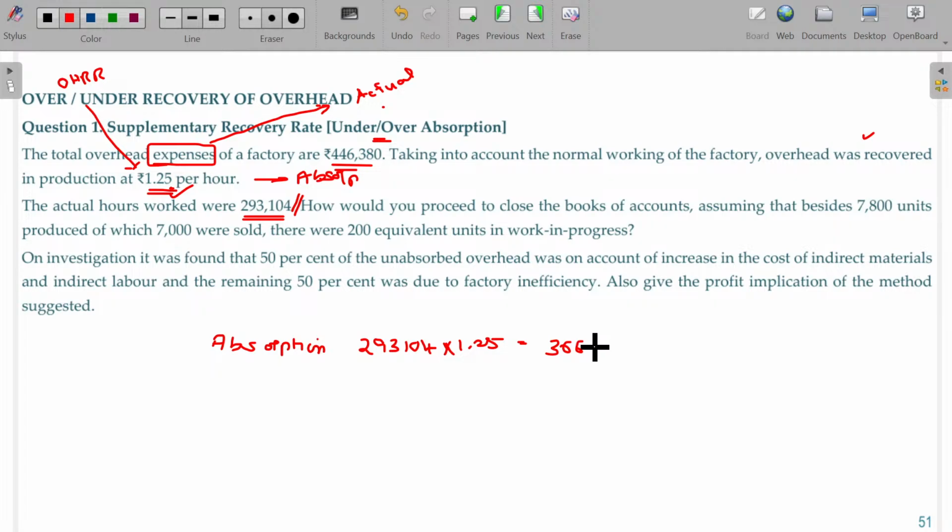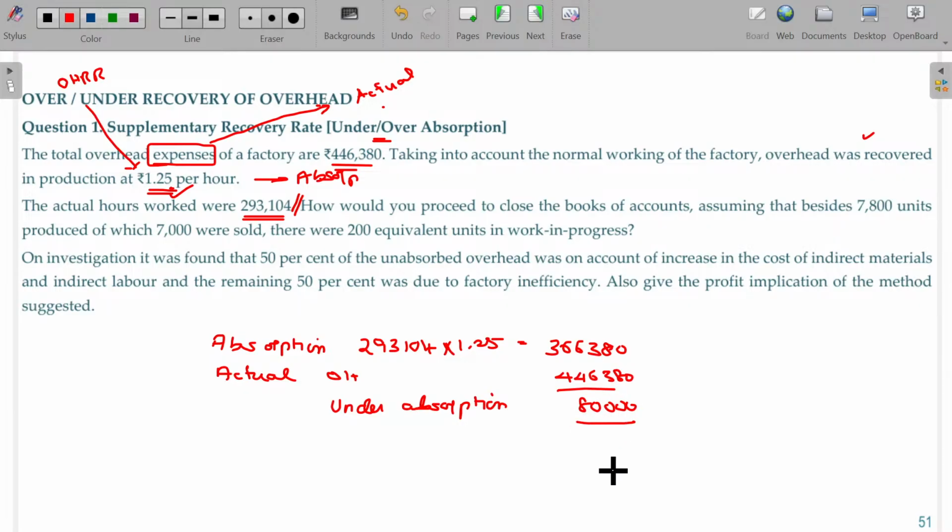3,66,380. What is the actual cost incurred? 4,46,380. Now, absorption is lower. Then this will be named as what? Under absorption, under recovered or under absorption, value being 80,000 rupees. So we found out the under or over absorption here.